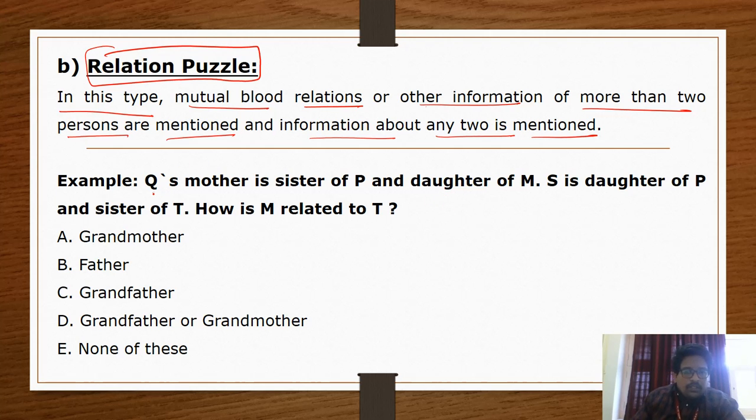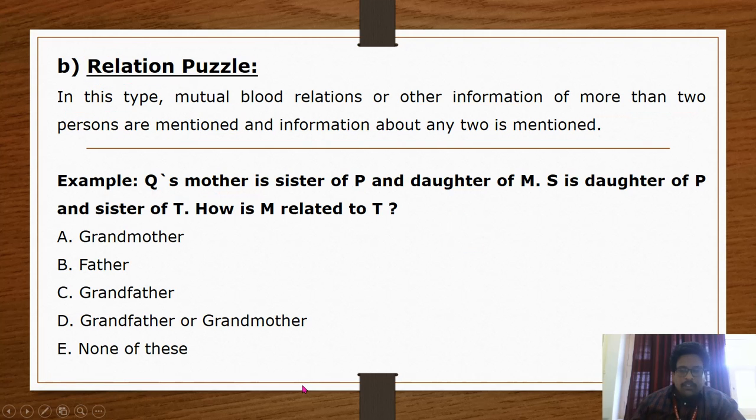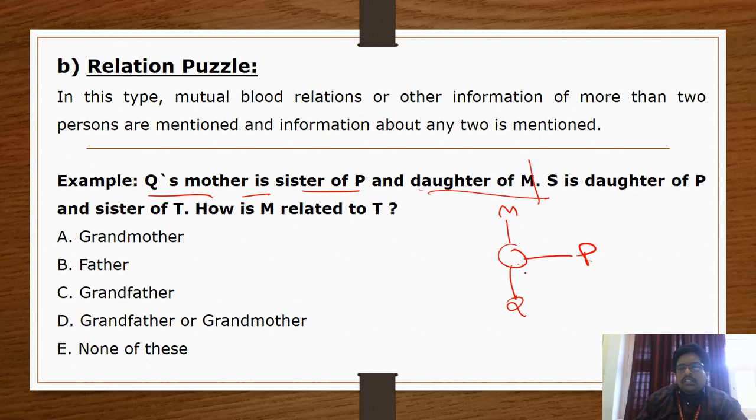So there is a person called Q. Q's mother is female, and is the sister of P. Let me erase this. Okay, I'll start from here. Q's mother, I don't know who that person is. That person is the sister of P and daughter of M. Who is the daughter of M? Q's mother. So till here, this is the diagram.